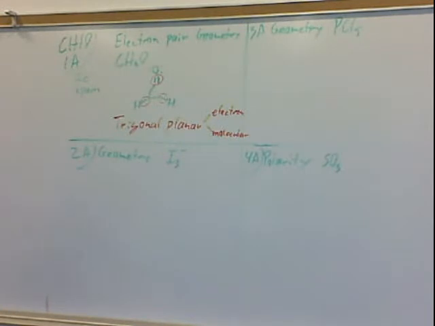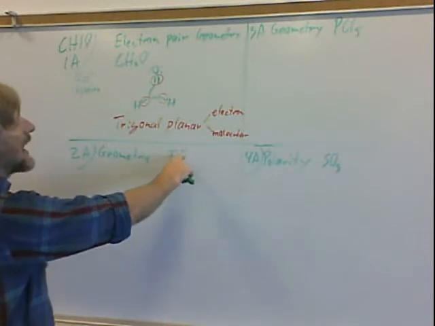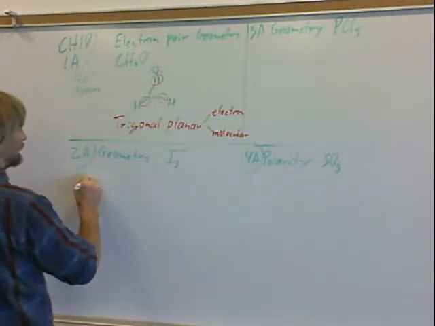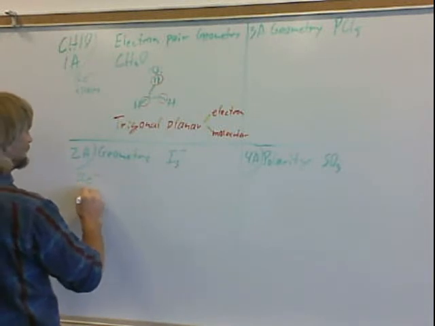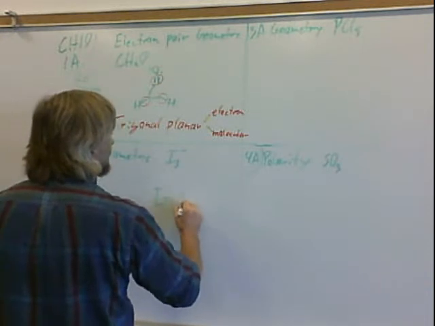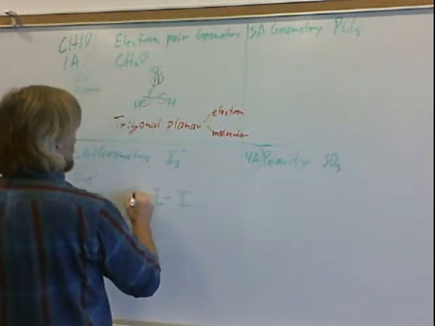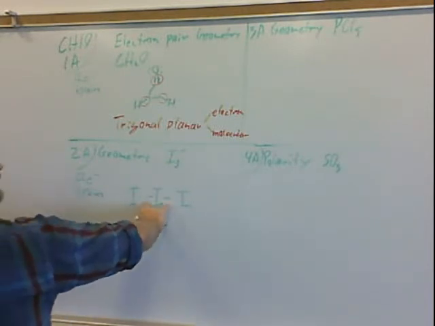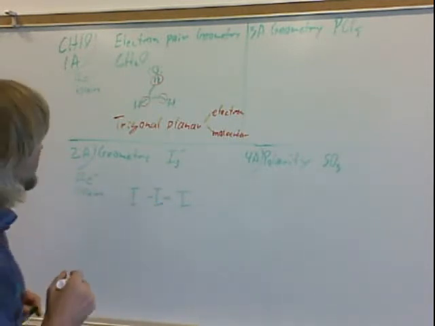For the triiodide molecule, we have 7 valence electrons for each atom. That would give us 21, and then we're going to add 1 electron for the charge, so we have 22 electrons, or 11 pairs. So we're going to have iodine with 2 attached iodines. So we use 2 pairs. So we have 9 more pairs.